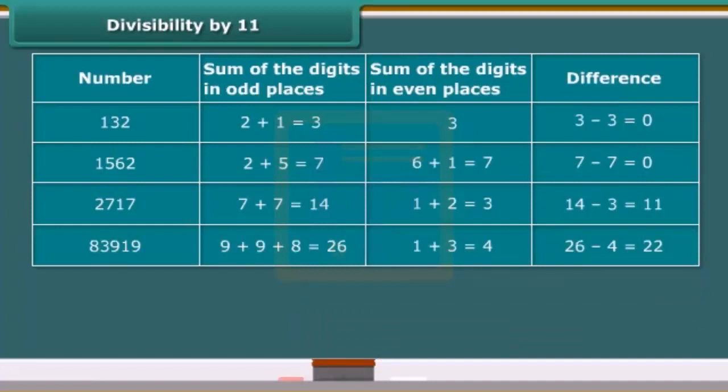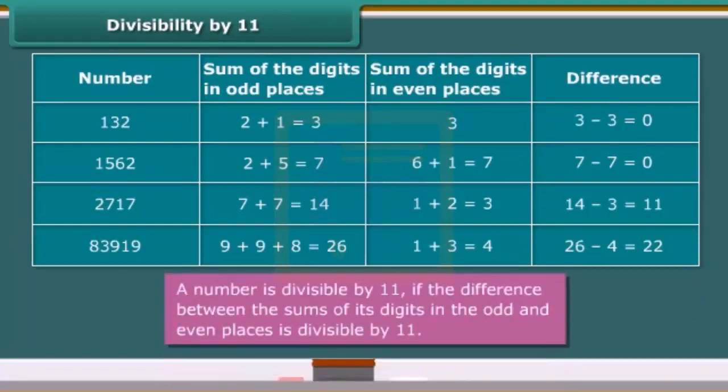This is not by chance. It is a general rule. A number is divisible by 11 if the difference between the sums of its digits in the odd and even places is divisible by 11.